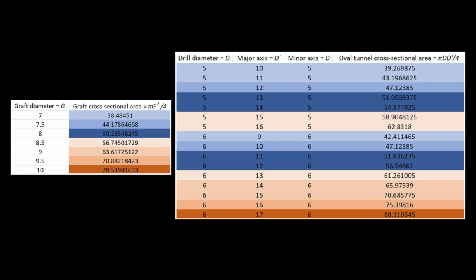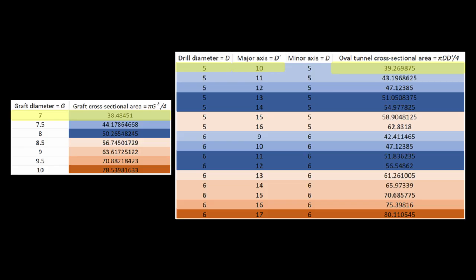We do this by first identifying our graft size and its corresponding graft cross-sectional area. We must then select an oval cross-sectional area that is slightly larger than this value. This is to ensure that the graft would fit into the oval tunnel. The oval cross-sectional area will then have a corresponding drill diameter and a major axis. This would then mean that for a graft diameter of 7, we use a size 5 drill diameter and tilt it just enough to make a major axis of 10.